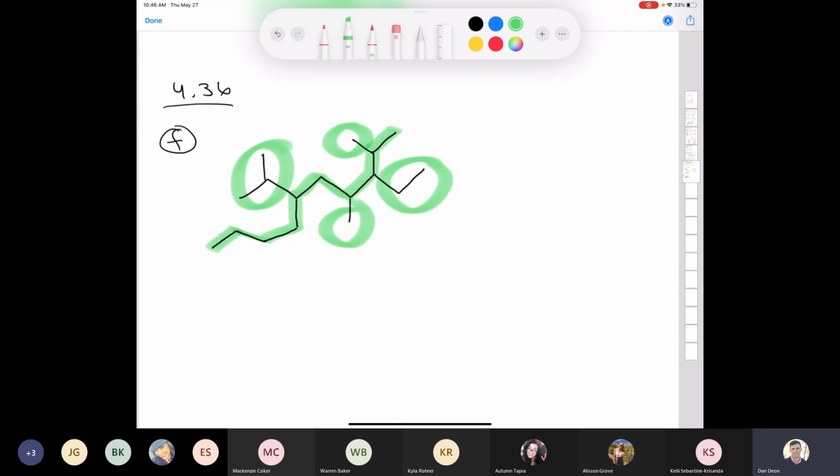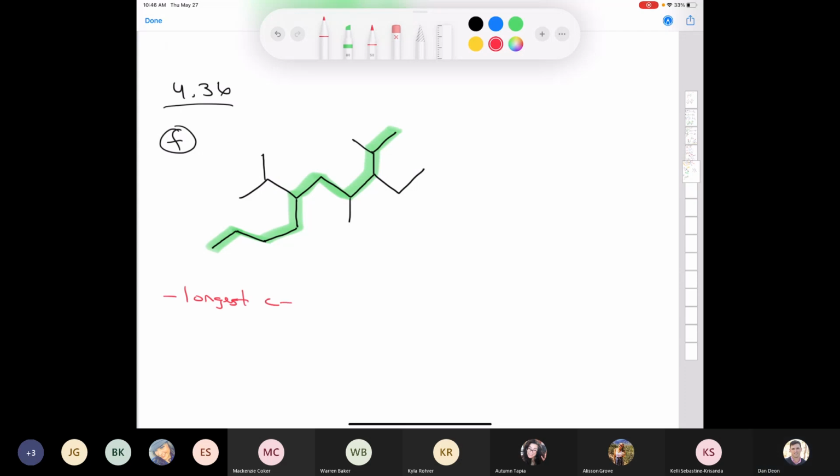So we want to find the longest carbon chain. That's right, Warren, that has the most substituents. So the line that I have in green is correct because then I have more substituents. If I had gone over here, then you have fewer substituents. So you want to find the longest carbon chain, with the most substituents if you have a tie. And this one has 4 substituents. There you go. So now we've got what substituents? We've got a methyl group here, a methyl group here. We've got an ethyl group here, and we have an isopropyl group over there.